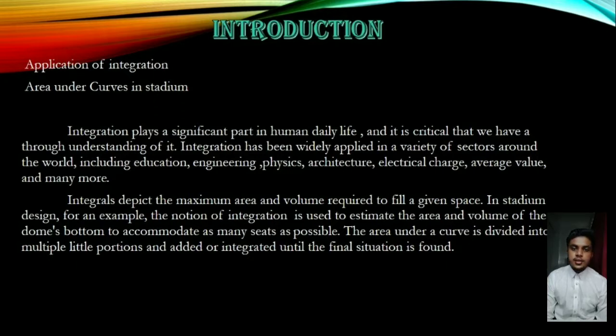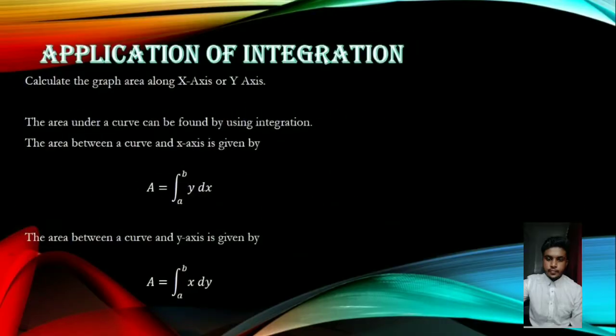The area under a curve is divided into multiple little portions and added, or integrated, until the final solution is found. Area under a curve can be found by using integration. The area between a curve and the x-axis is given by A equals the integral of y dx, and the area between a curve and the y-axis is given by A equals the integral of x dy.